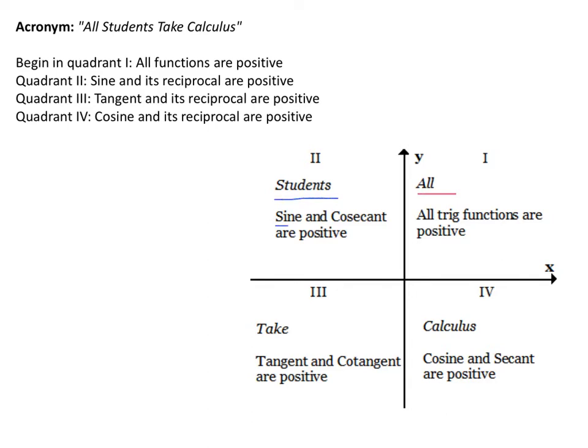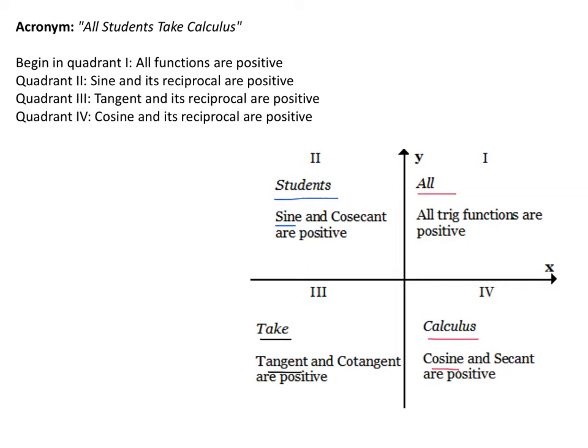Students means sine, but you have to remember that sine has an inverse function, and that inverse function is cosecant. So here I said sine and its reciprocal are positive. So S for sine. The third one is take. All students take. Take stands for tangent. Again, we need the reciprocal function of cotangent. And then the final C is for calculus, and that is for cosine and its reciprocal are positive.